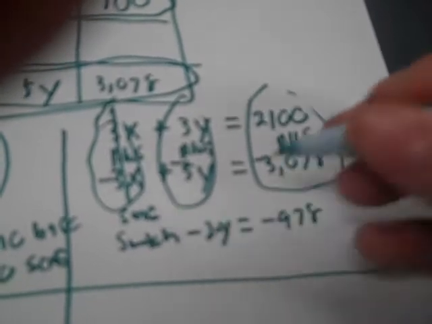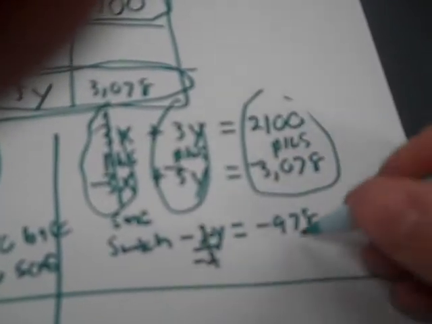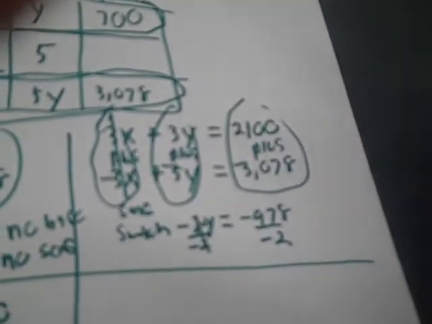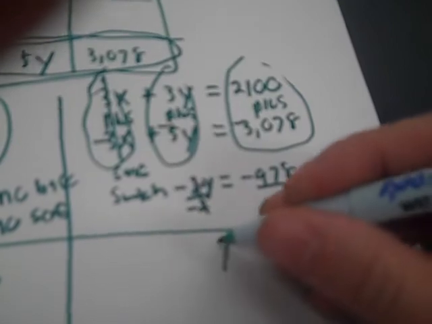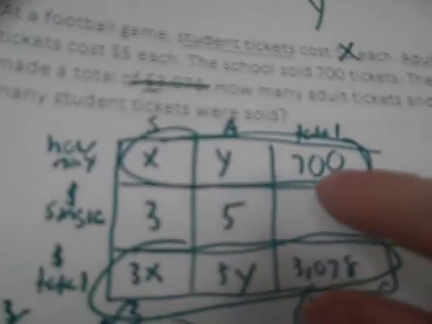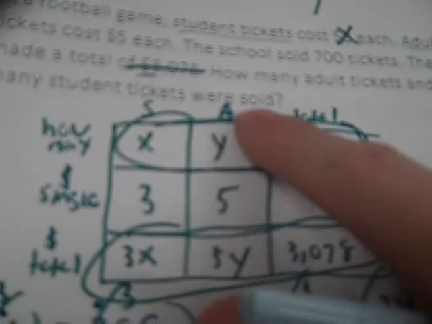And then I will dot this so I can just divide. Okay, so I take negative 978 divided by negative 2. I got 489, and that's y. Okay. So go find your y on the table. The y is right there, and that's under the A, so that's your adults, 489.